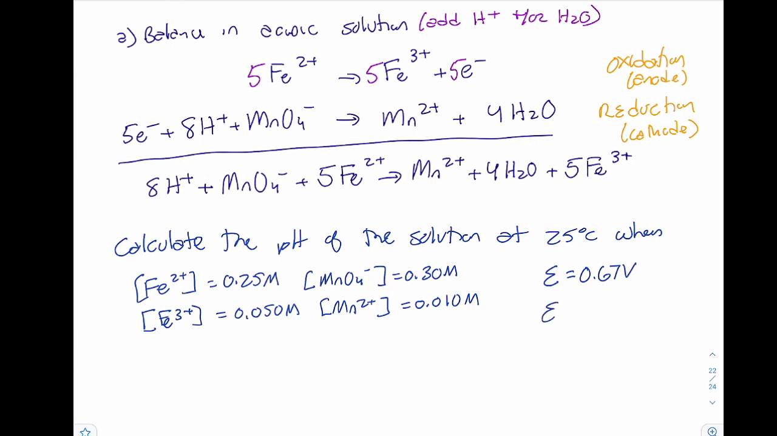And then I'm just going to give us our standard cell potential also. We could calculate that using our table of standard reduction potentials, which might be a really good thing for you to do. Pull out your table, find these two on there, make sure you reverse the sign on the correct one, and see that you can get this answer.